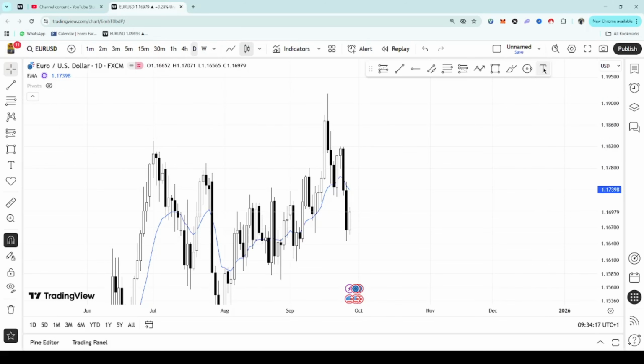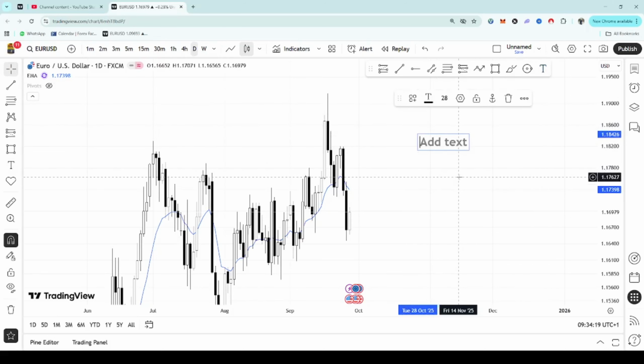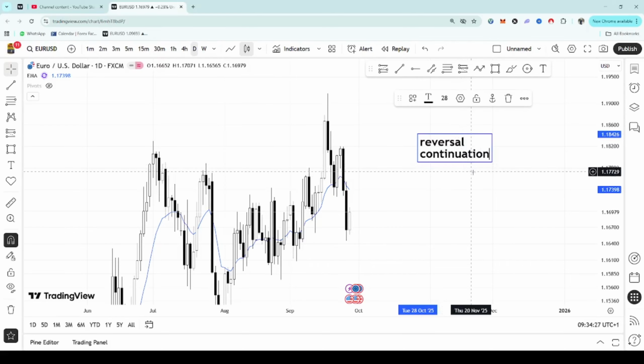There are only two ways to trade CRT. The first way is trading reversal CRTs, and the second is trading continuation CRTs. So what's up guys, welcome to this short video on how to trade reversal CRT.